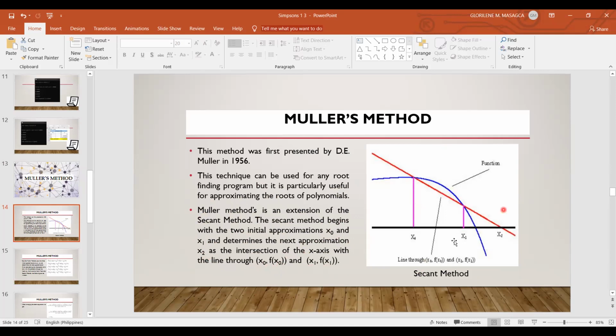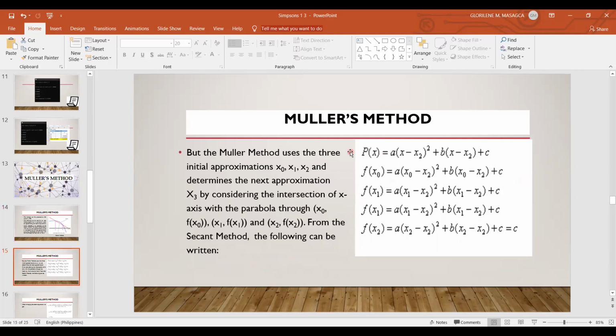So this is the secant method. This is where the Muller's method is derived from. So from the secant method, these formulas are derived. But the Muller method uses three initial approximations which are x0, x1, x2, and determines the next approximation x3 by considering the intersection of the x-axis with the parabola through x0, f(x0), x1, f(x1), and x2, f(x2). So here are the formulas derived from the secant method.